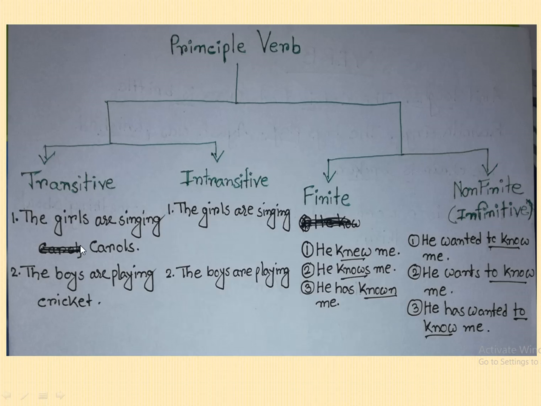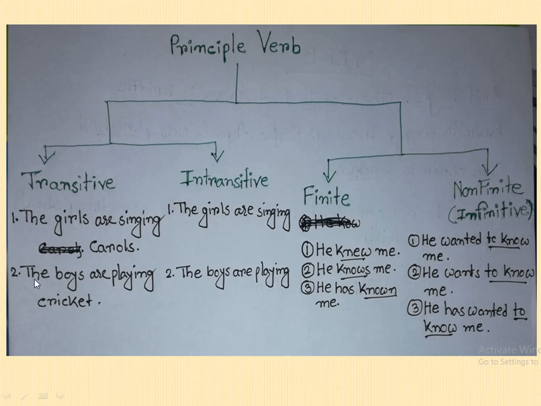For your convenience, here I have written examples of transitive verbs and intransitive verbs. In the first sentence, the transitive verb example: the girls are singing carols. Here the girls is the subject and this is the verb. As you have already learned, this is the primary auxiliary and this is the main verb. They are singing carols. So these carols is known as the object of the verb.